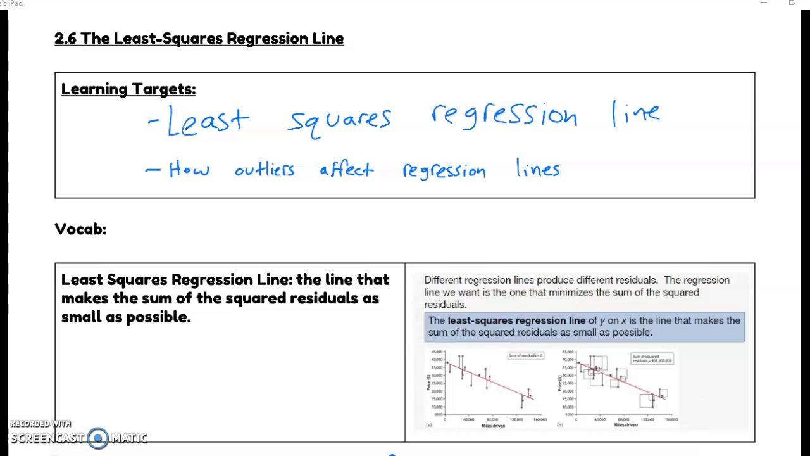Our one vocab word is the least squares regression line. That just means if you were to take a regression line and make it as accurate as possible, we call it a least squares regression line. Or if you were to take all the residuals and make them as small as possible, that's what a least squares regression line is. It's actually all the regression lines that we figure out using the app or the website Statplet.com.